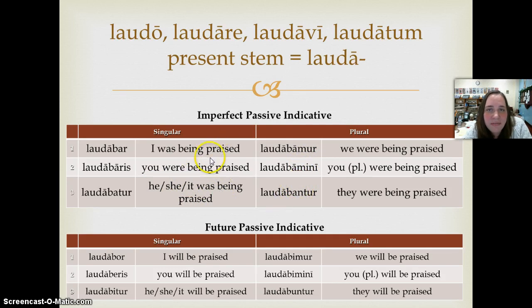Notice that the imperfect passive still has that continuous past action. I was being praised, okay? Because with the imperfect, you have to show continuous or incomplete past action.